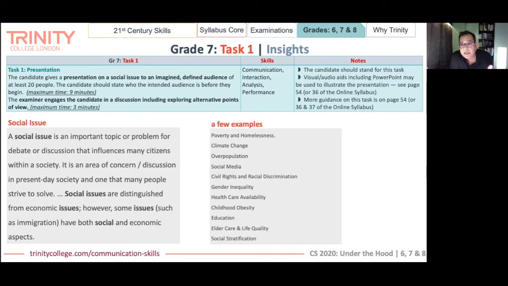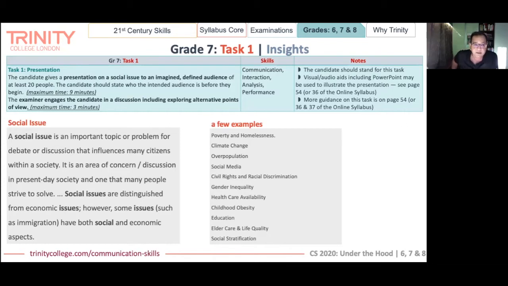All right. Again, please be led by what the learner wants or what they're inclined towards. Over here, they're going to be making a presentation on a social issue. So the definition of issue means either a problem area or an important enough topic to get into the realm of discussion or debate. Okay, so it affects many citizens and it's an area of concern or discussion. Social issues can be distinguished from economic issues, but very often you have some economic issues which become social issues and vice versa.